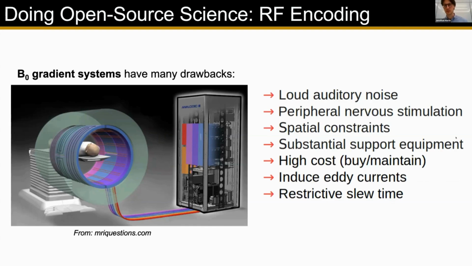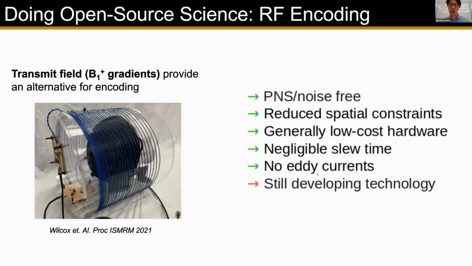There are spatial constraints. They have to fit inside the bore with your patient. And then also design constraints in terms of cost. They're quite expensive generally to buy and maintain, and they require lots of support. And so for a while, people have been investigating, can we encode in alternative ways using essentially gradients in RF transmit and use that as an alternative encoding rather than B0 gradients. This has a number of advantages. It's PNS and noise free. It has some, debatably, reduced spatial constraints.